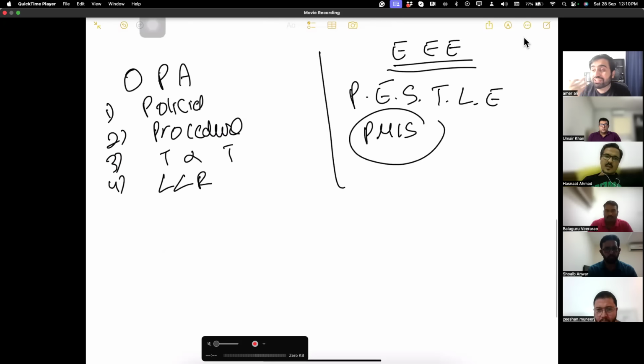PMIS, Work Authorization System. Employee capability, internal and external: what data is available, and which type of people we can hire from the market. These things affect the project. So they are the EEF.